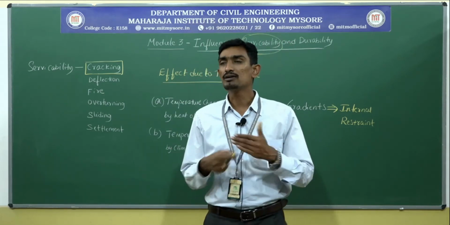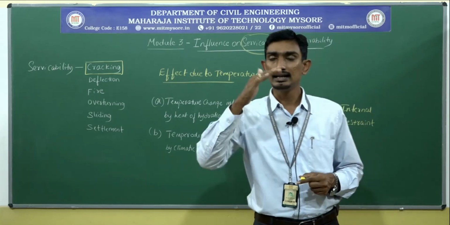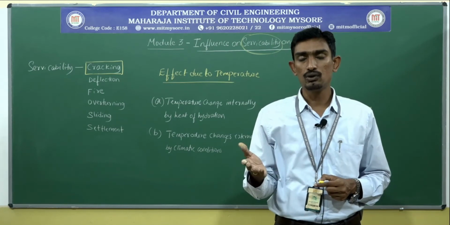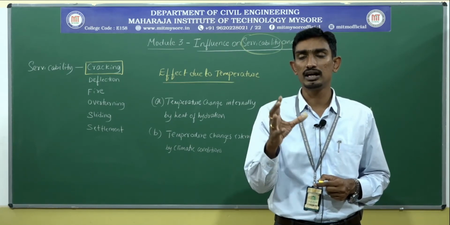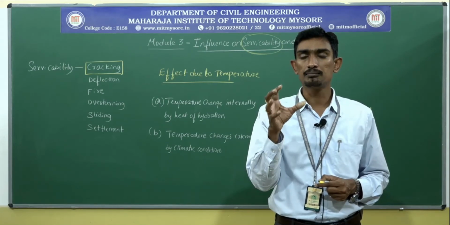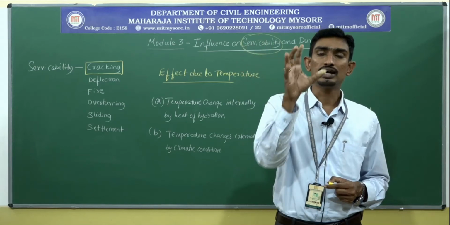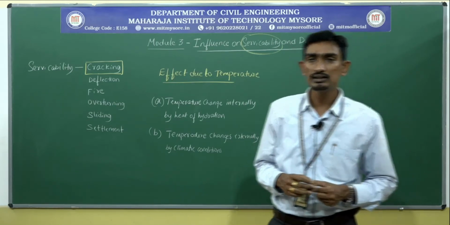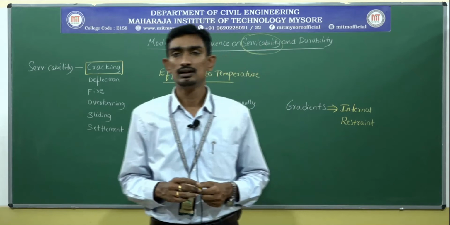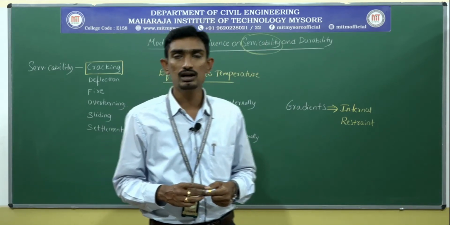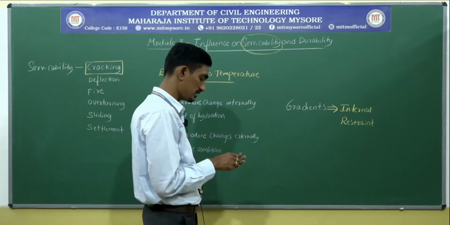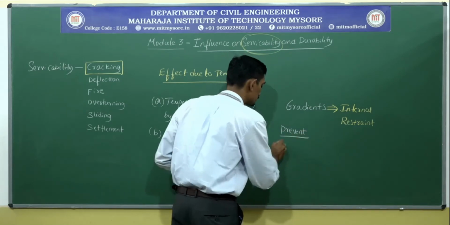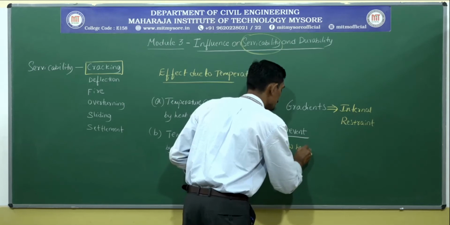So how can we prevent this? How can we prevent the internal and external variations? Because I have been told that whatever heat is generated or liberated internally, the internal temperature will be more than the exterior temperature. Then only this particular crack will be caused. How can we prevent this? We can prevent this by, number one, low heat of hydration cement.